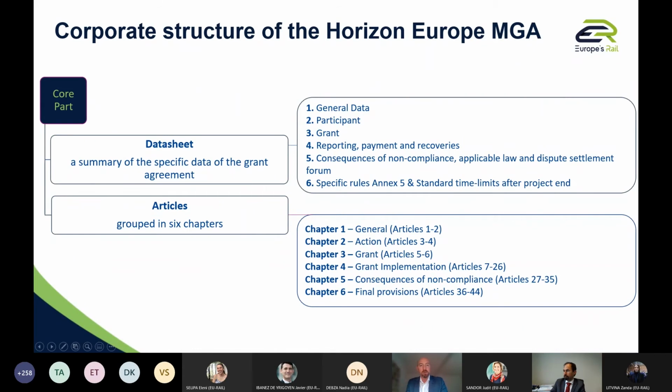So overall, the structure of the original grant agreement is composed by a data sheet and some articles. So you would have in your grant agreement general data, participants, grants, reporting, payments, recoveries, consequences for non-compliance, and specific rules and specific annexes. Here we will focus on the parts about finance. Next, please, Jojo.